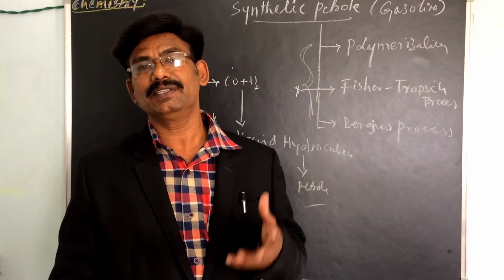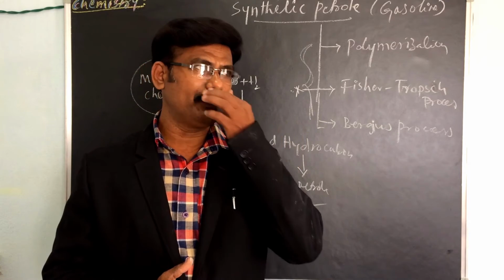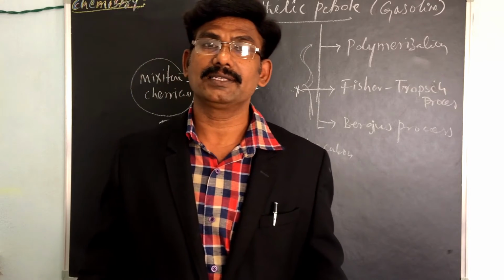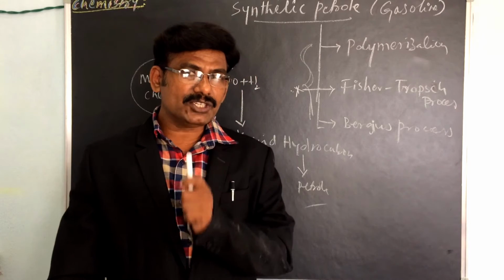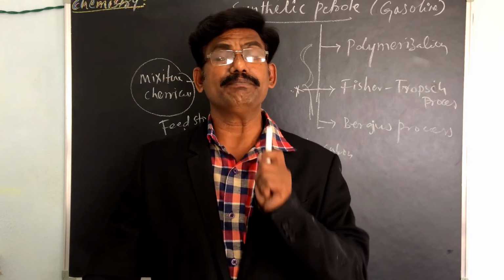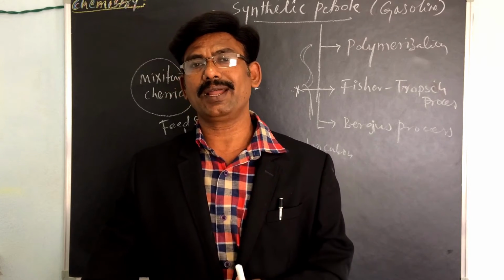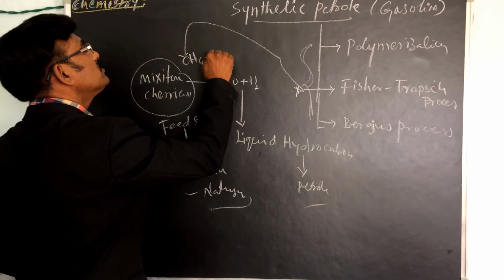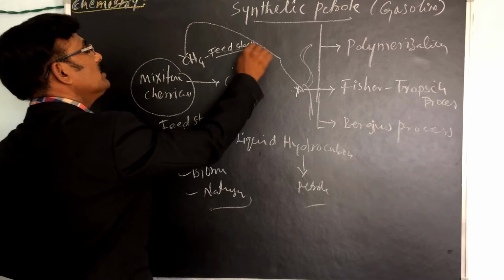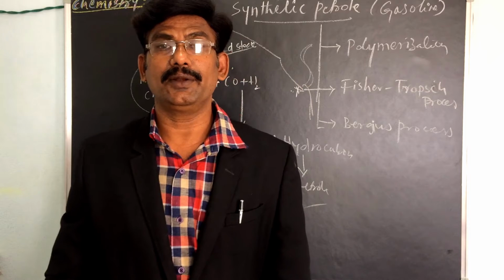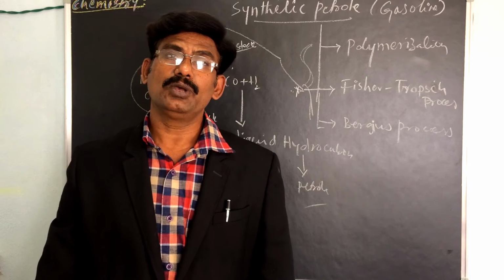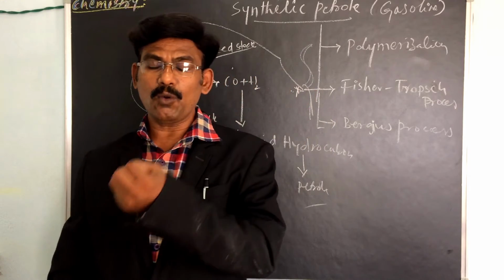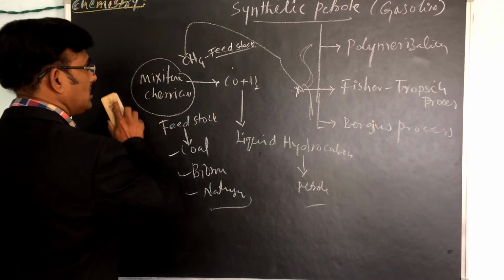The solid feedstock is mainly coal. The liquid or gaseous feedstocks are biomass, methane and natural gas. In the Fischer-Tropsch plant, the feedstock is mainly methane, which is converted into carbon monoxide and hydrogen. The solid feedstock, coal, is converted to methane. Methane, in the presence of steam, gives water gas. In the Fischer-Tropsch process, I will conclude this one.